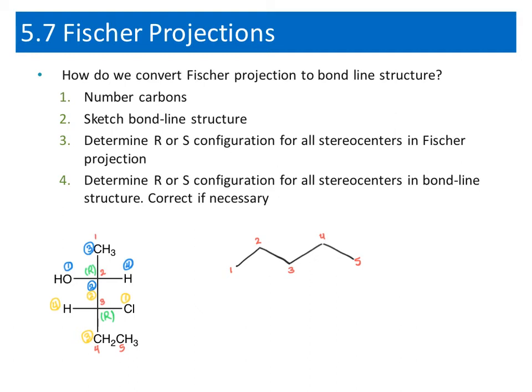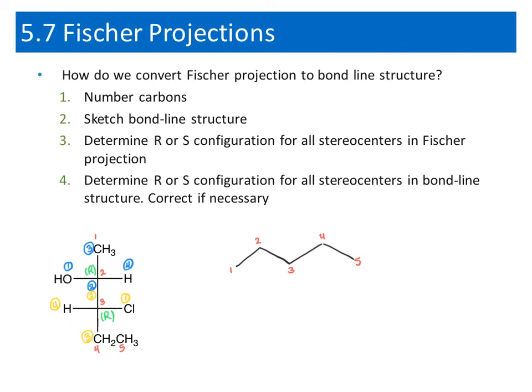So then what you can do is randomly put the groups on the chiral centers in a bond line structure and determine the configuration. If the configuration matches, you get the right structure. If not, you need to switch the groups. So let's start with carbon 2. On carbon 2, I have a hydrogen and OH to put.